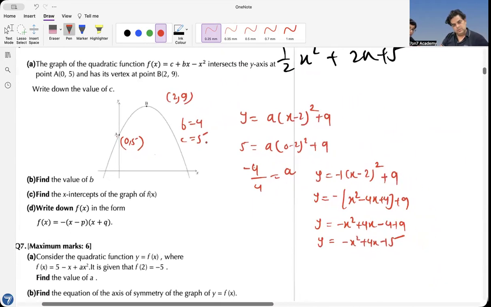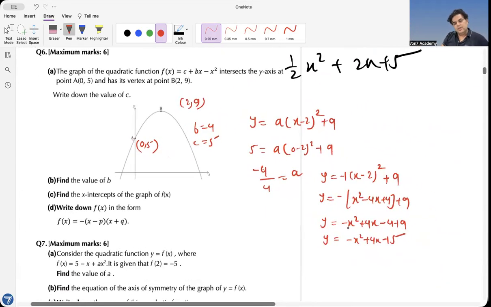Now we need to convert it into that form. Now you have to factorize it. You can factorize it directly if you can see it, otherwise you have to use the formula. We can't do it directly, so we first convert it. We have to factorize it.